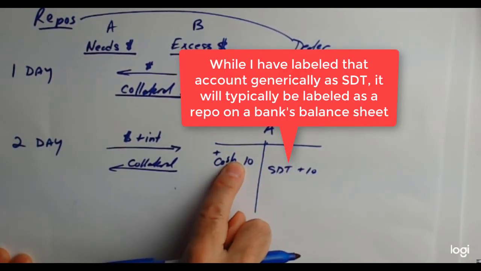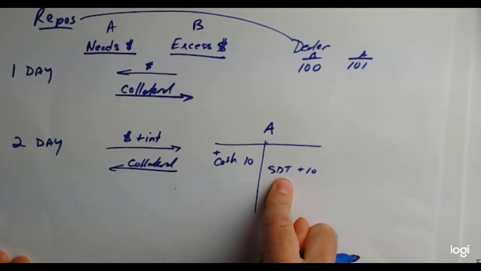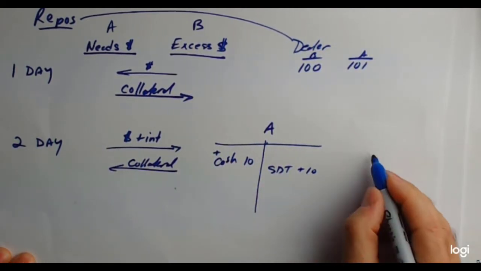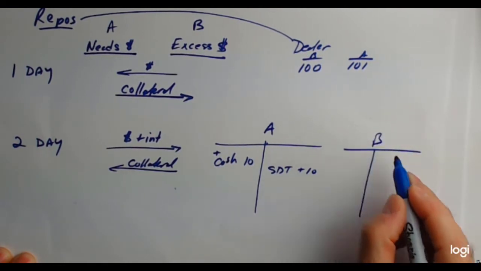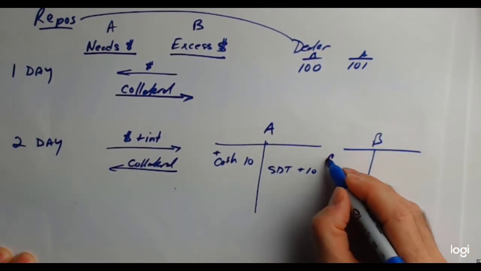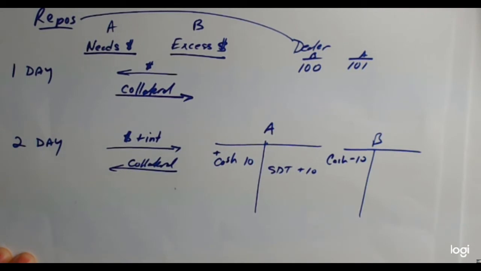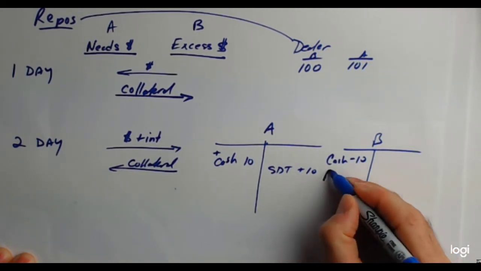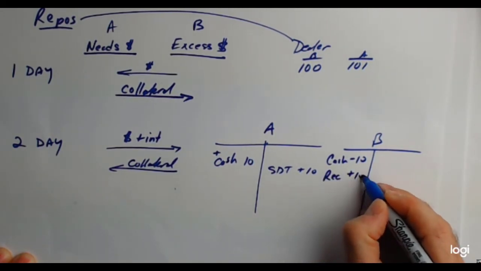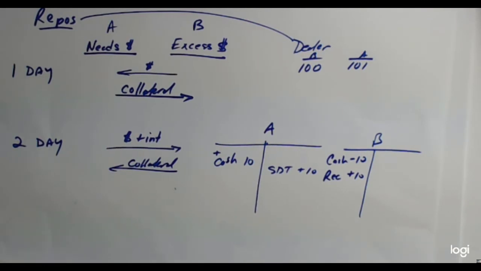The bank gets its cash. It has an obligation related to the repo. Now what about B? Well, if B is a securities dealer, their cash went down by 10, and then they have a receivable for a repo of 10, so their balance sheet balances.